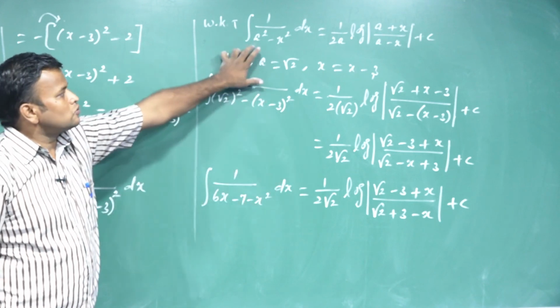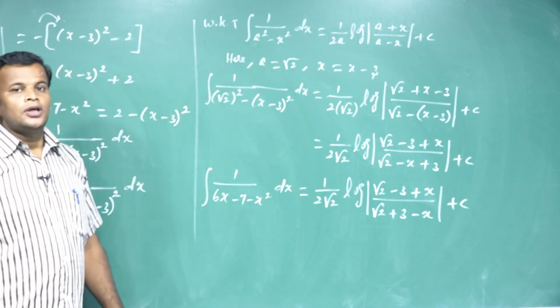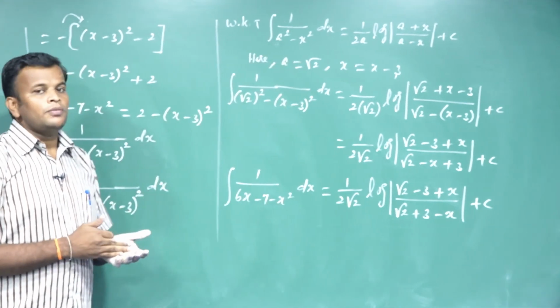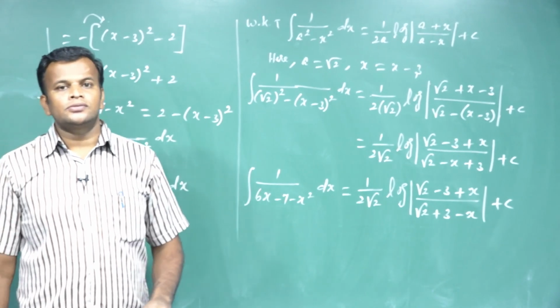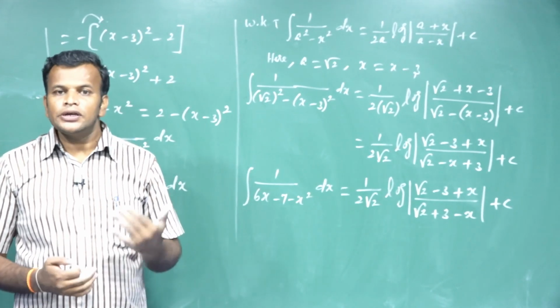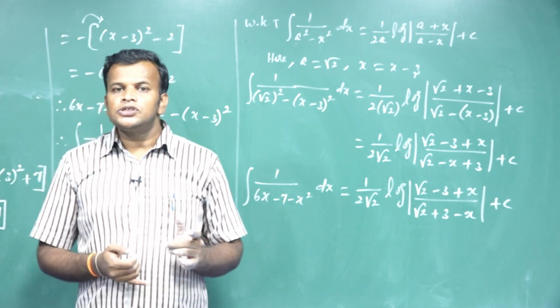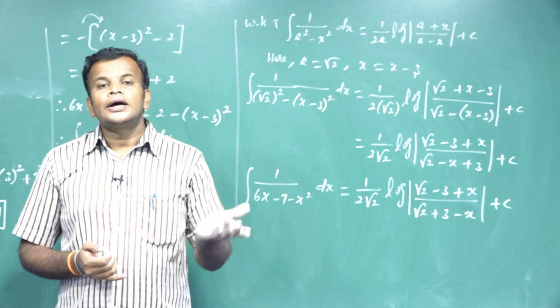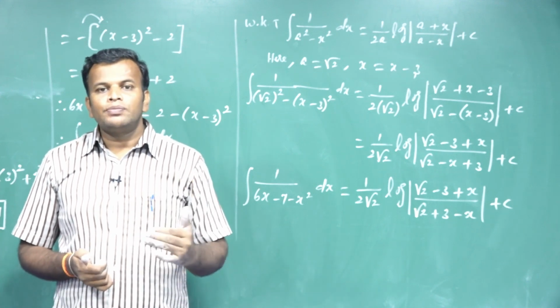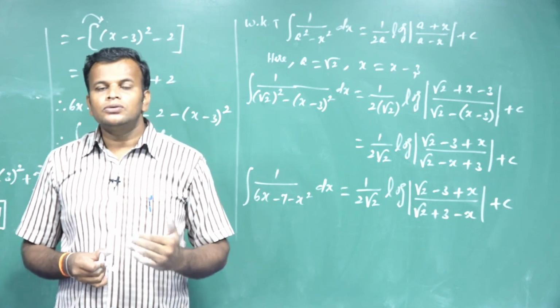So this sum is of the form a square minus x square mod. In one more sum, suppose it is of the form x square minus a square also. So for the quadratic polynomial given in the denominator, what is our first work? To make the coefficient of x square become 1. And the second step, add and subtract the coefficient of x by 2 the whole square.